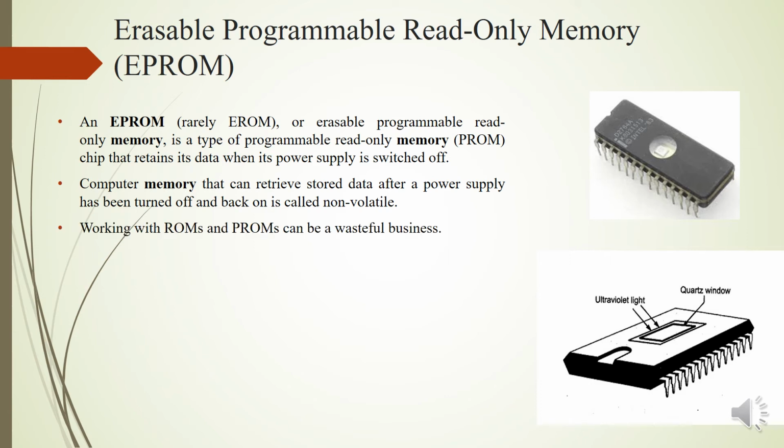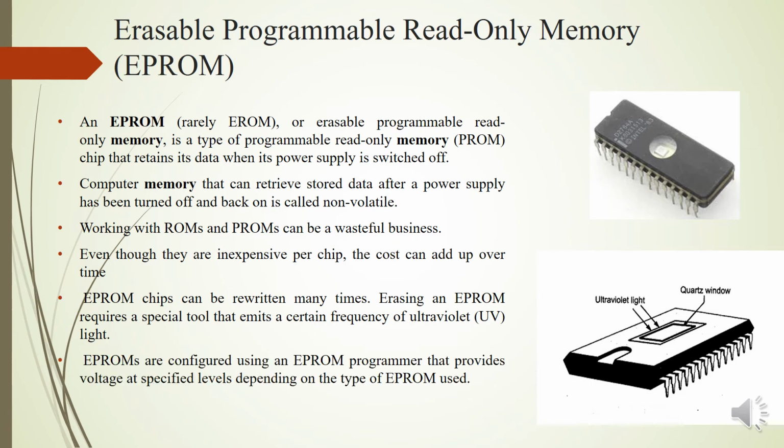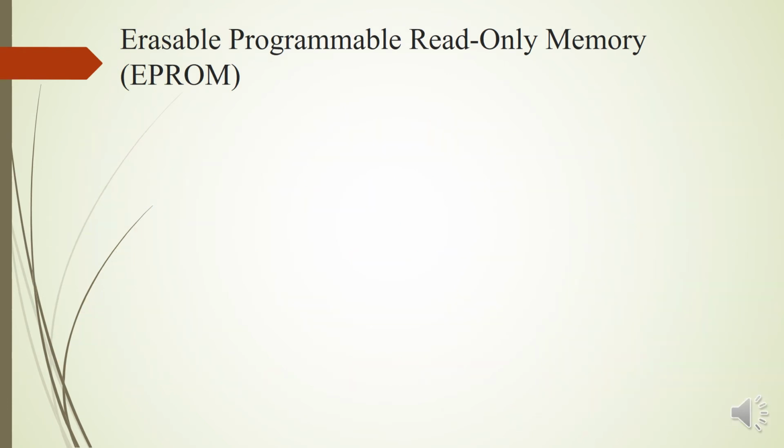Working with ROMs and PROMs can be a wasteful business. Even though they are inexpensive per chip, the cost can add up over time. EPROM chips can be rewritten many times. Erasing an EPROM requires a special tool that emits a certain frequency of ultraviolet light. EPROMs are configured using an EPROM programmer that provides voltage at specified levels depending upon the type of EPROM used. Erasable programmable read-only memory.